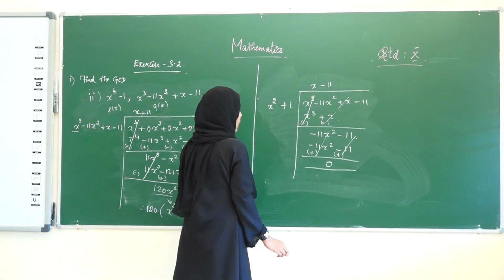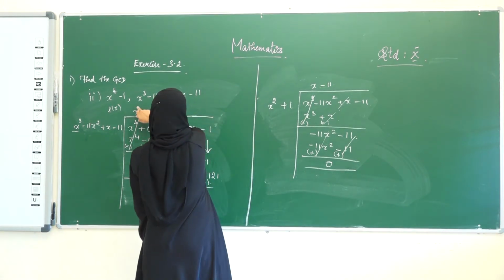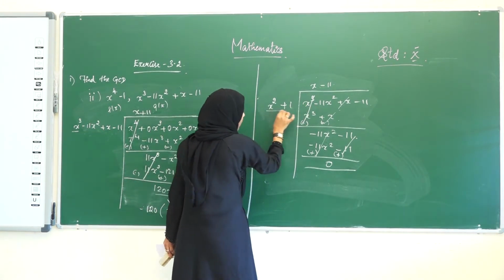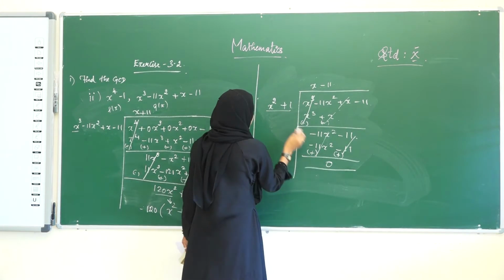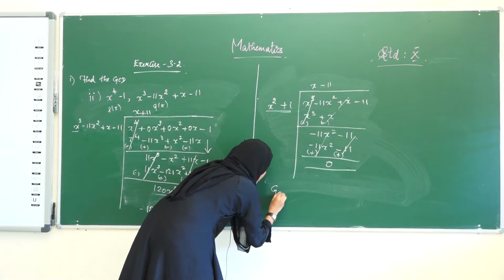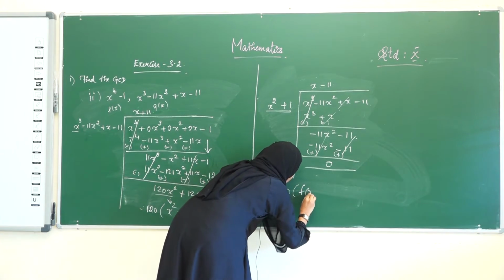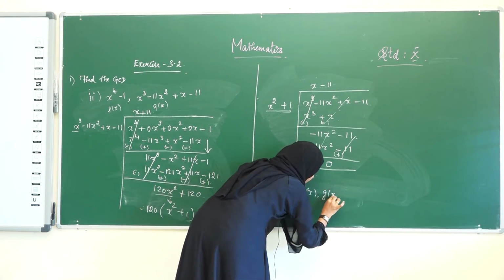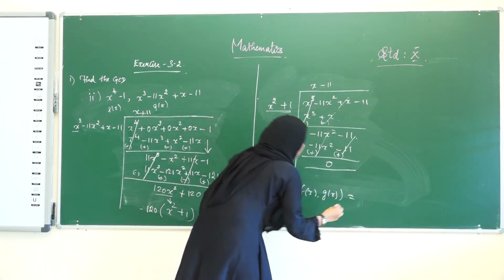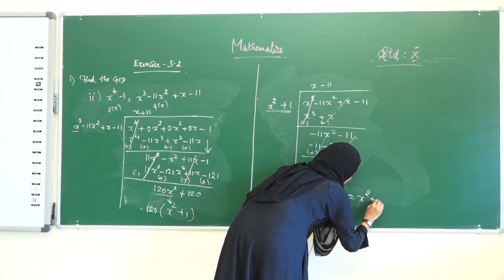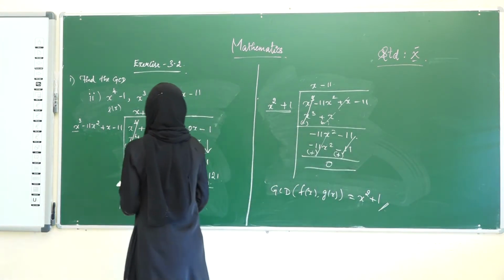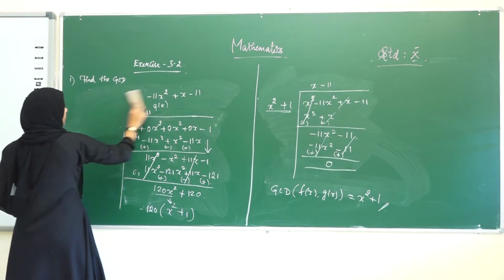Now, what's the GCD of these two polynomials? On dividing this term with this term only, we got the remainder 0. Therefore, this is the GCD. Therefore, GCD of the given polynomials f of x comma g of x is equal to x square plus 1. This is the answer. Okay.